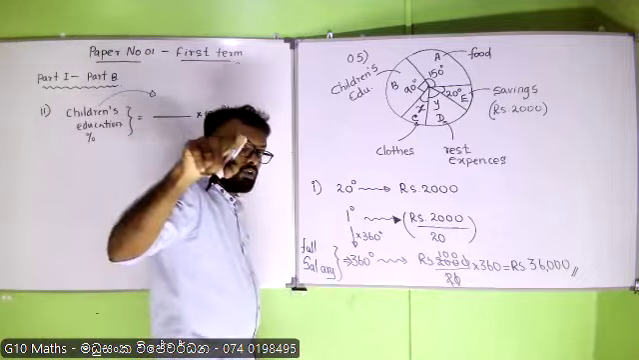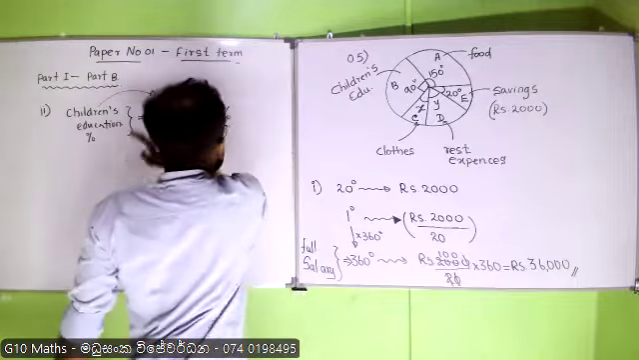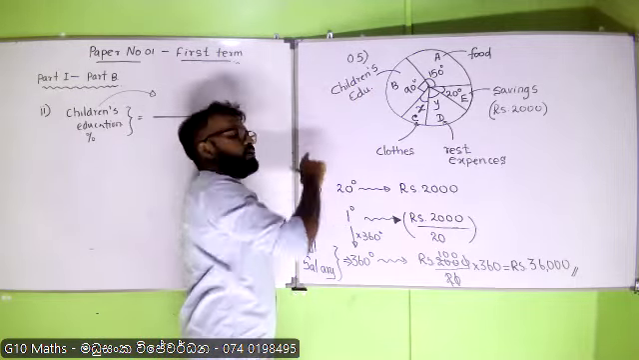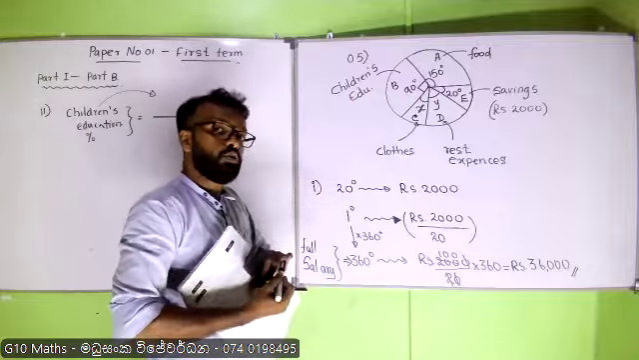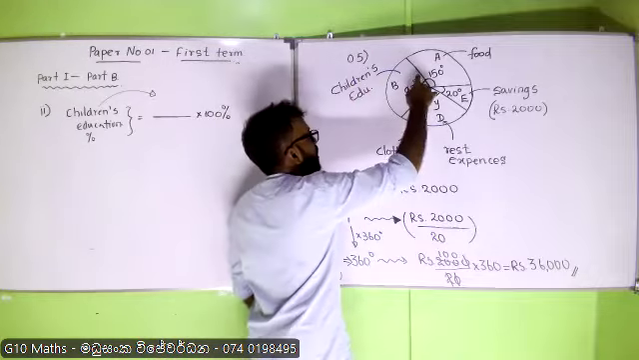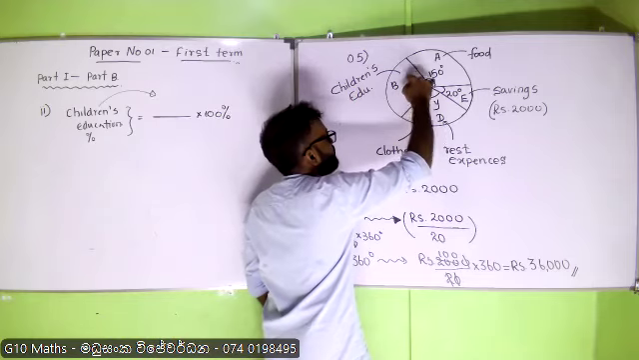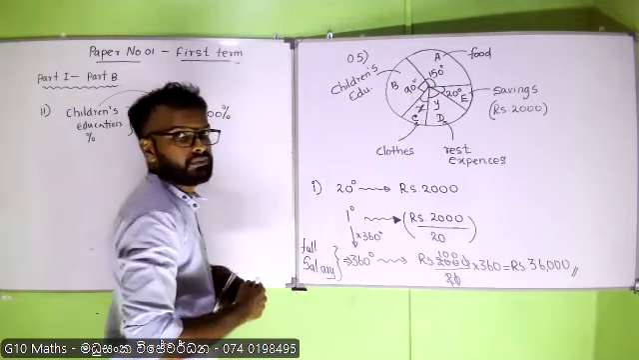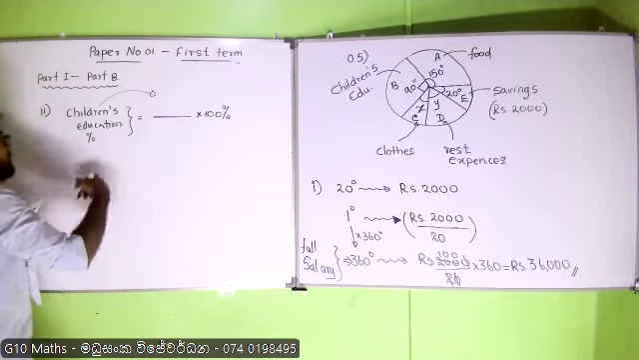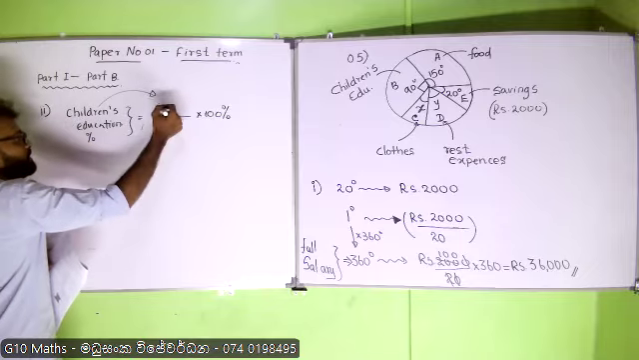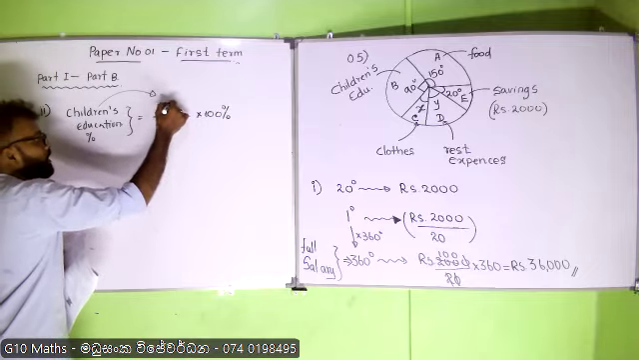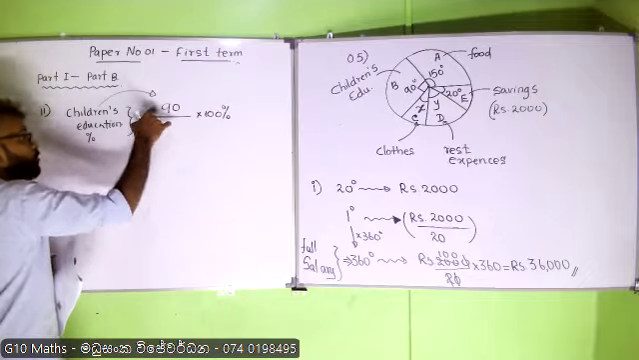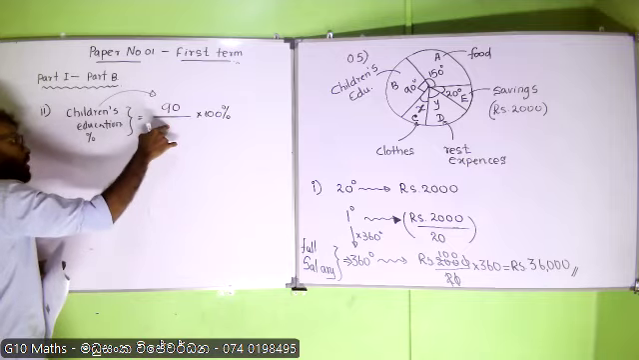If you want to get a percentage of this, I am going to refer to the children's education part. The children's education represents 90 degrees. That should be the numerator, 90 degrees, out of how many degrees?